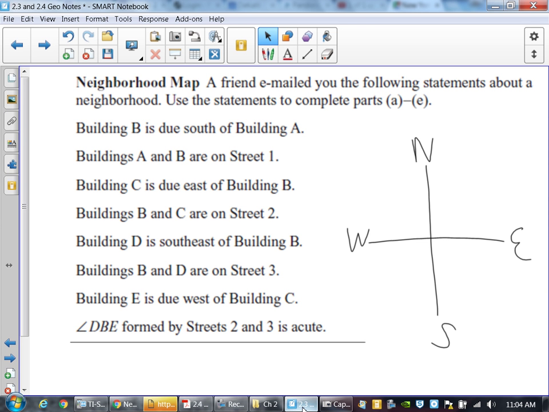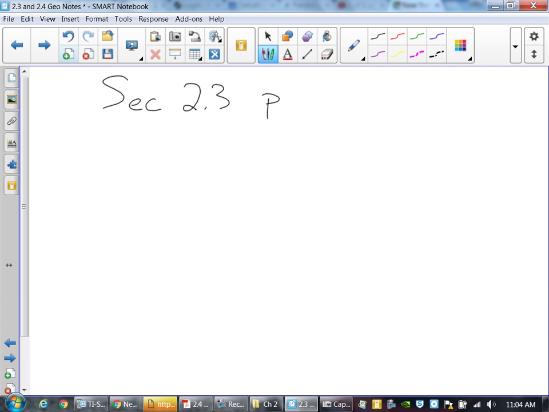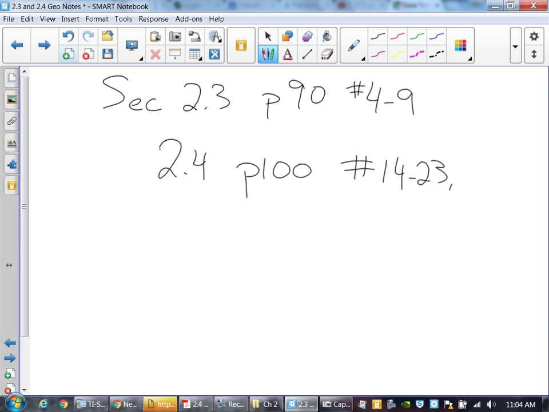What I want you guys to do tonight is I have two sets of problems. In section 2.3, it's on page 90. Guys, cut it out. And in 2.4, I want you to do those.